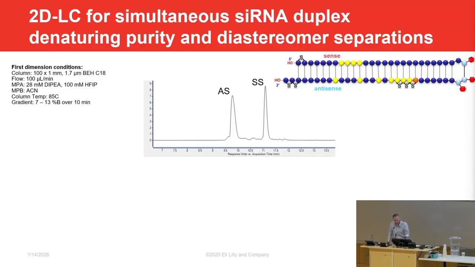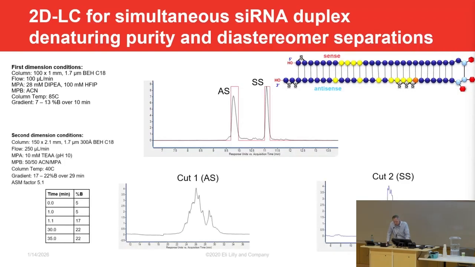So the chromatogram shown here is a denaturing purity assay. Because the antisense and the sense strand are just hydrogen bond Watson-Crick base pairing, high temperatures denature that, and we're able to get good resolution of key impurities, down to the low percentage, to 0.05 or 0.1% impurities. The goal then is, in the second dimension, to resolve the diastereomers.